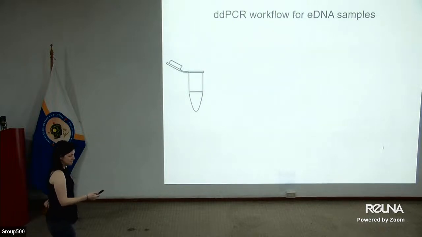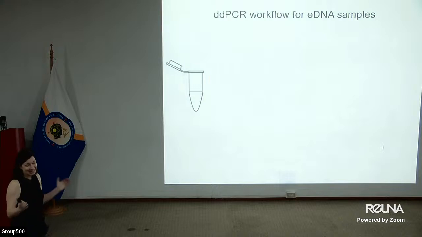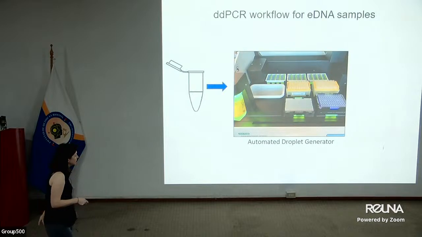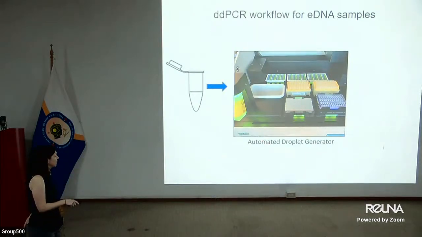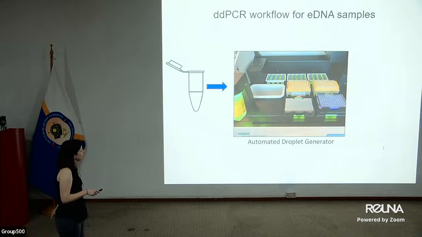ddPCR is very different from these other two. There are many more steps as well. It takes about 8 hours to do this. So here's your sample, and you first put it into what's called an automated droplet generator. So this is a robot. I saw that you have one in your lab, not this exact one, but you also use robots. You set up your PCR, your plate goes here, and then it picks up the sample from your plate and puts it back here in these cassettes.